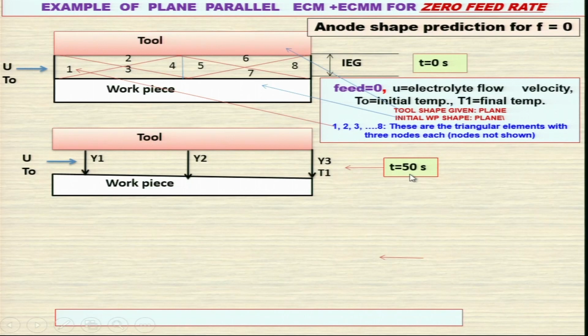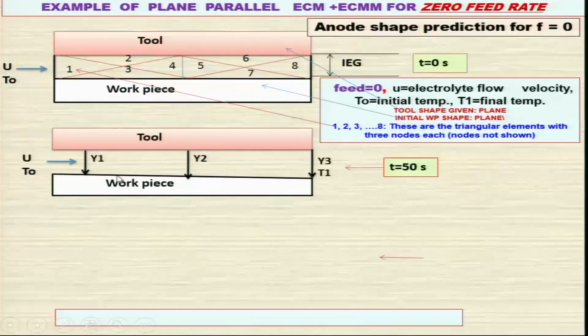Now, after some time, 50 seconds, when you keep machining for 50 seconds, you will see that material is removed from the workpiece and it becomes tapered. Here at the inlet, temperature is T0, velocity is u, and material removal is minimum. Now, as the electrolyte moves forward, the temperature of the electrolyte keeps on increasing, and once the temperature increases, electrical conductivity increases, and if conductivity increases, material removal rate will increase. So you can see this becomes tapered and larger material is removed at the exit as compared to the inlet.